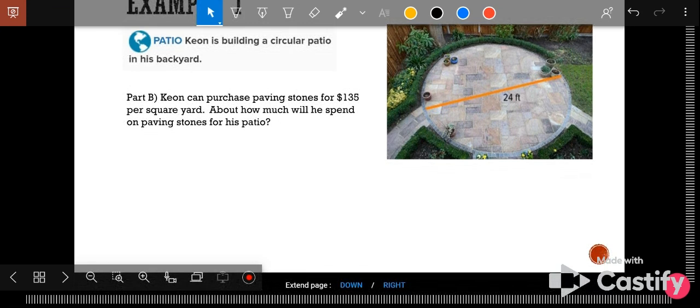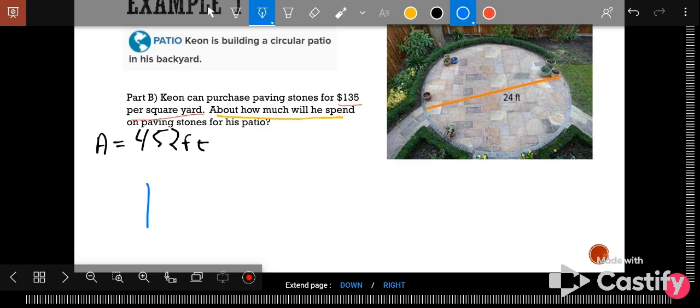And a tricky thing, if you notice here, is we know already from the first part, the area is 452 square feet. And we want to know about how much we'll spend. So that's the question. The question is, how much will we spend? But our unit here we're dealing with is $135 per square yard. So the first thing I think through is, what's the difference between those two things?